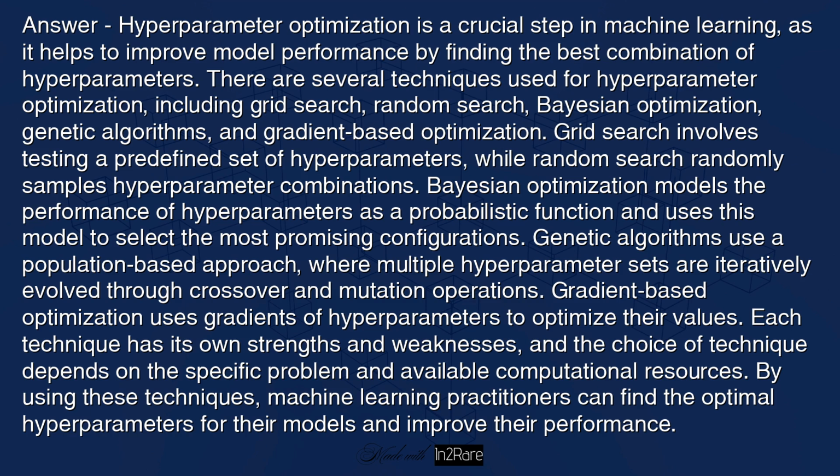Bayesian optimization models the performance of hyperparameters as a probabilistic function and uses this model to select the most promising configurations. Genetic algorithms use a population-based approach, where multiple hyperparameter sets are iteratively evolved through crossover and mutation operations. Gradient-based optimization uses gradients of hyperparameters to optimize their values. Each technique has its own strengths and weaknesses, and the choice of technique depends on the specific problem and available computational resources. By using these techniques, machine learning practitioners can find the optimal hyperparameters for their models and improve their performance.